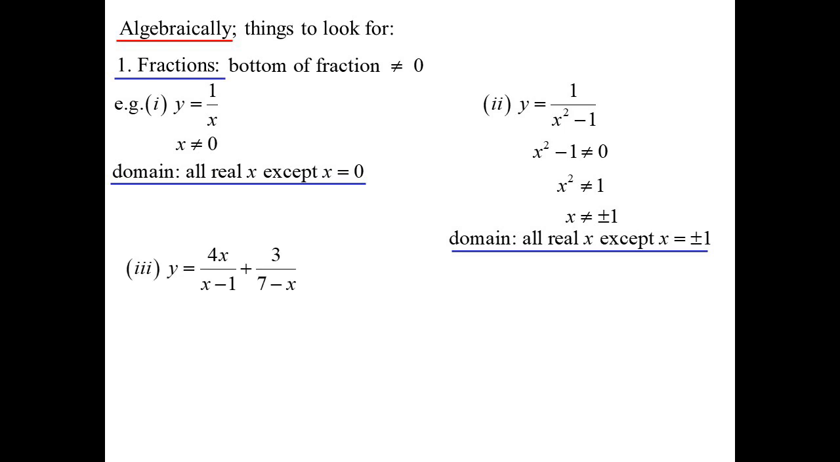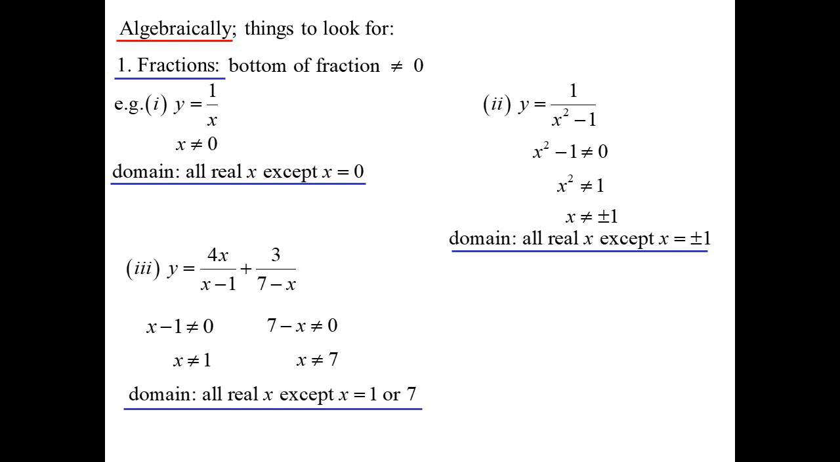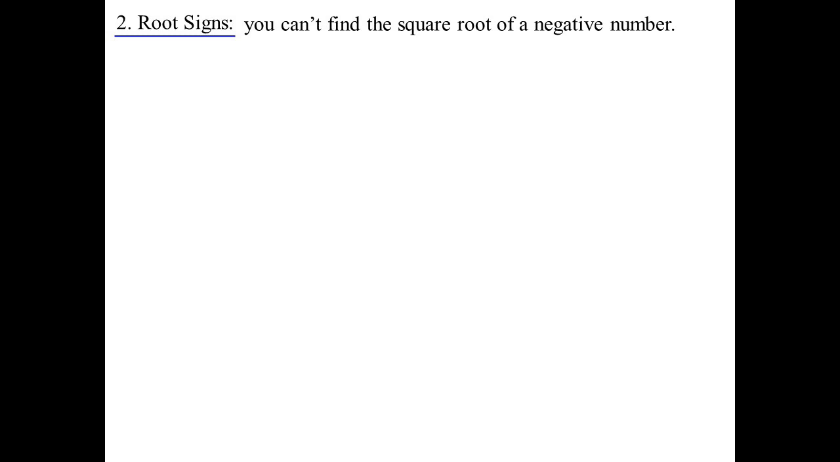Two fractions, well, we got two different things to look at. I know x minus 1 can't equal 0, so x can't equal 1, and 7 minus x can't equal 0, so x can't equal 7. So all real x except those two particular points. Okay, another key thing to look for, square root signs. Because you can't find the square root of a negative number. So that's another key thing in the domain.